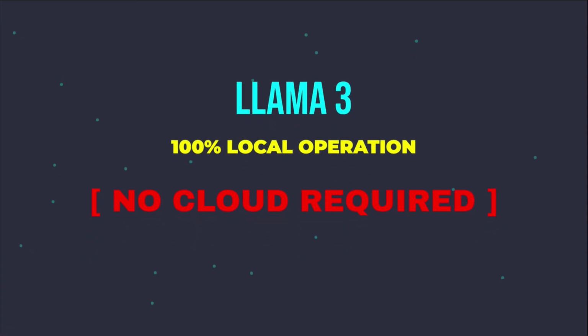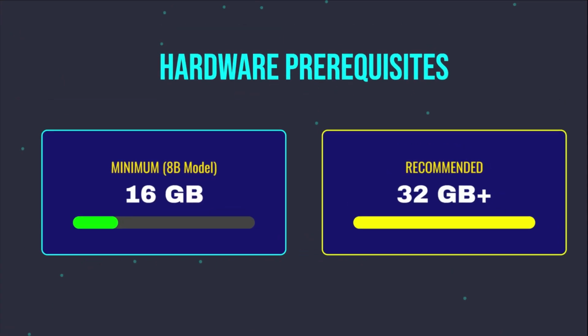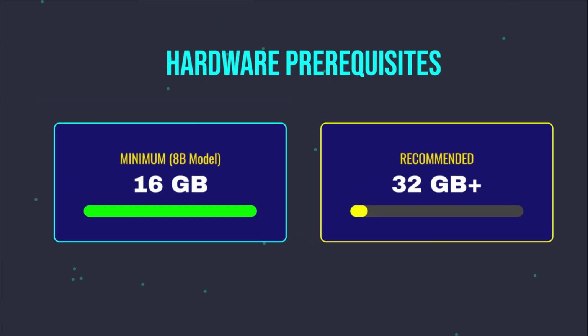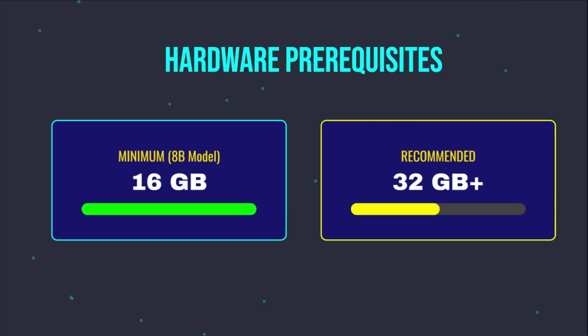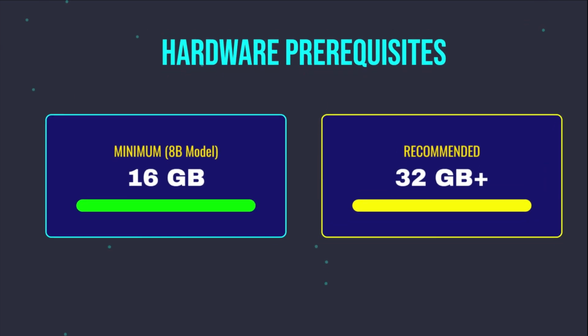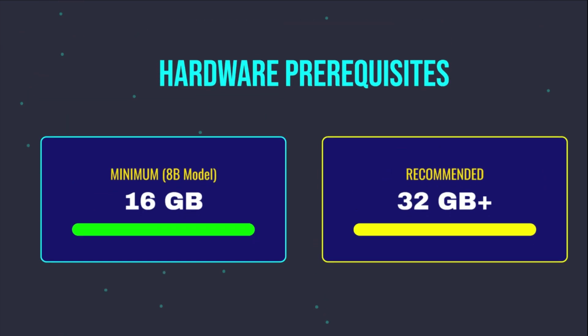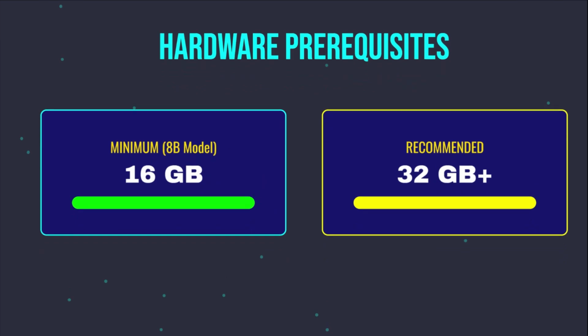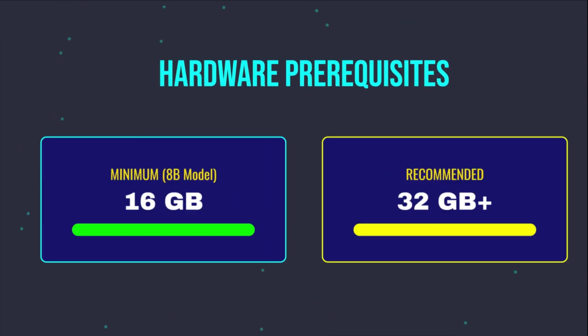Forget cloud dependency for large language models. Running Llama 3 locally requires specific hardware validation before deployment. Your system must possess a minimum of 16 gigabytes of unified memory for the 8 billion parameter model, although 32 gigabytes is recommended for stable operation under load.